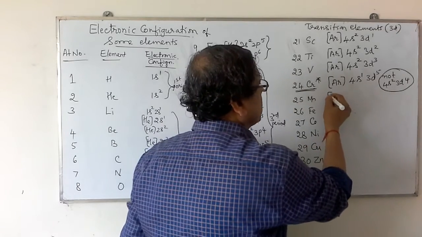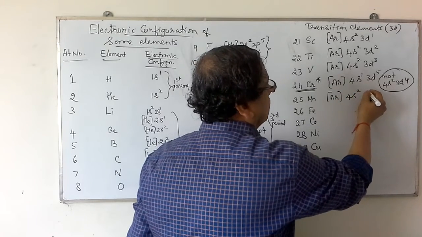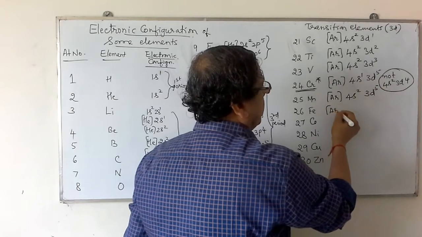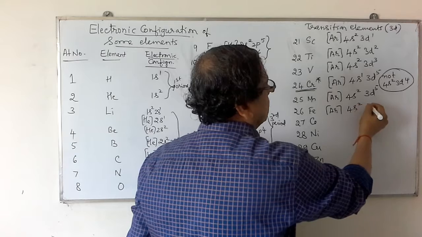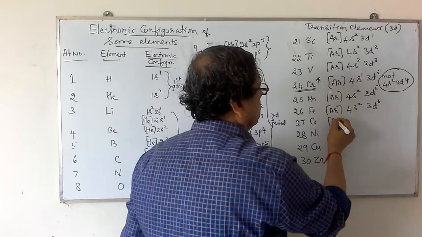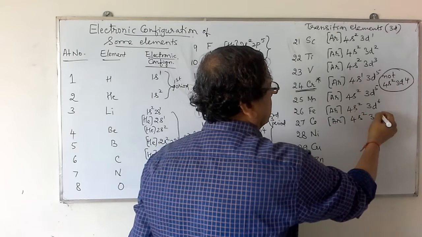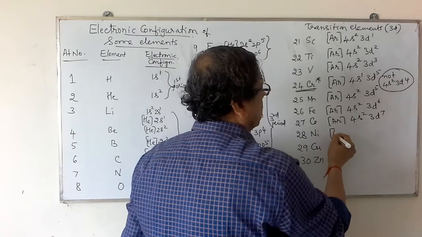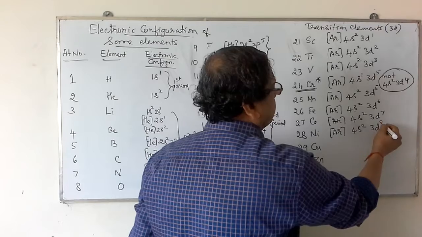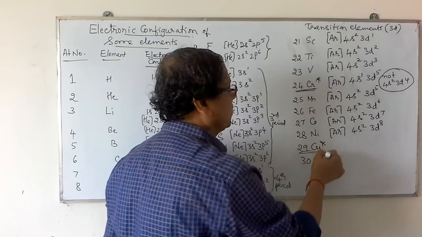For manganese, as usual, argon, then electron goes to the 4s2. Then we have 3d5. Iron, argon, 4s2 3d6. Cobalt, argon, 4s2 3d7. Nickel, argon, 4s2 3d8.